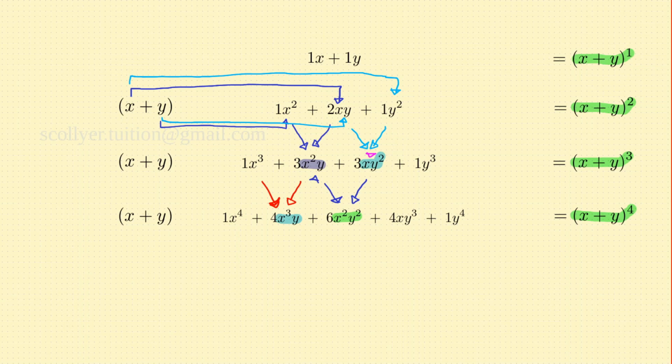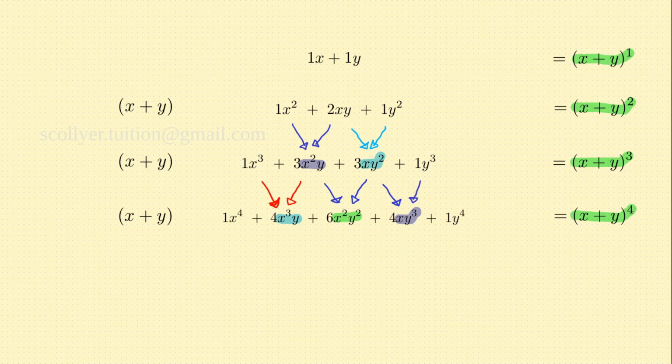How do we get terms of the form xy^3? We get 1 when we multiply x by 1y^3. We get another when we multiply y by 3xy^2. So the coefficient 4 comes from adding the coefficient 3 from 3xy^2 and the coefficient 1 from 1y^3.